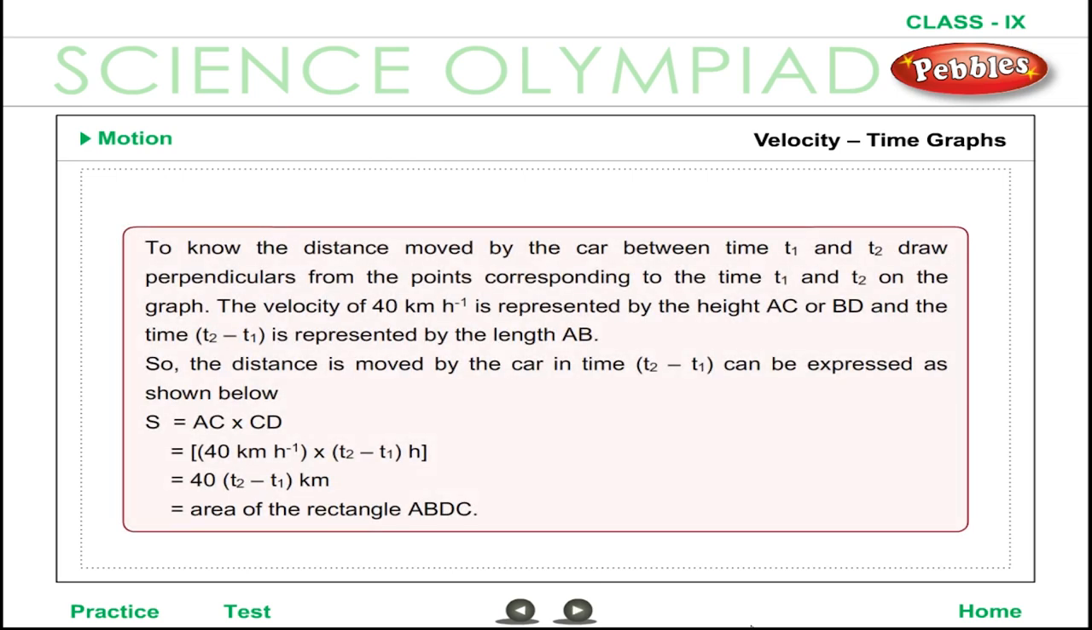To know the distance moved by the car between time t1 and t2, draw perpendiculars from the points corresponding to the time t1 and t2 on the graph. The velocity of 40 km per hour is represented by the height AC or BD, and the time t2 minus t1 is represented by the length AB. So, the distance moved by the car in time t2 minus t1 can be expressed as shown below.